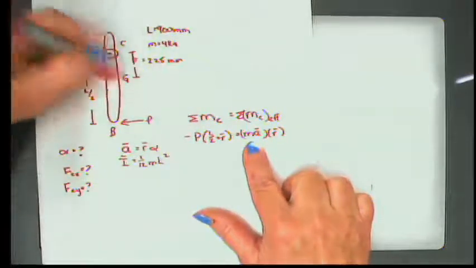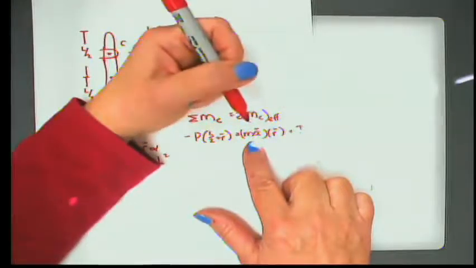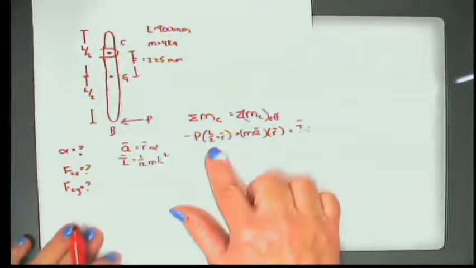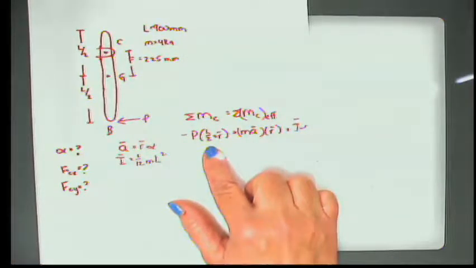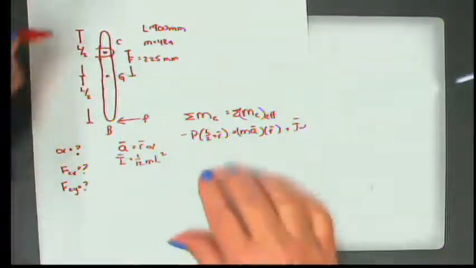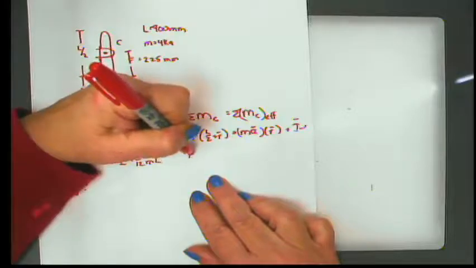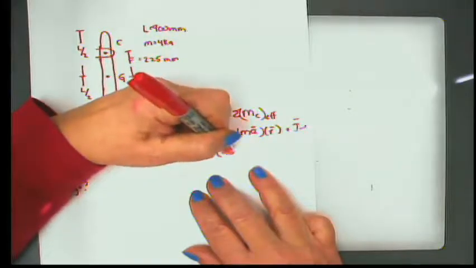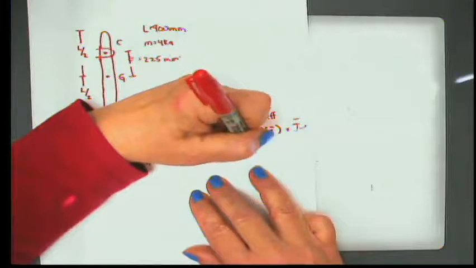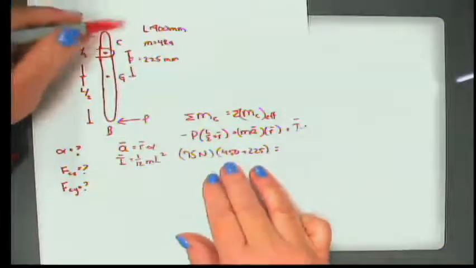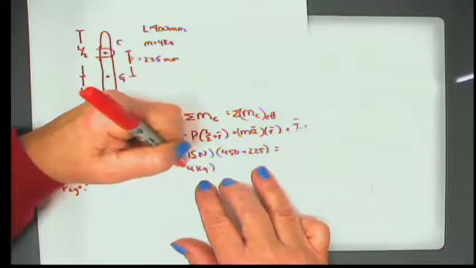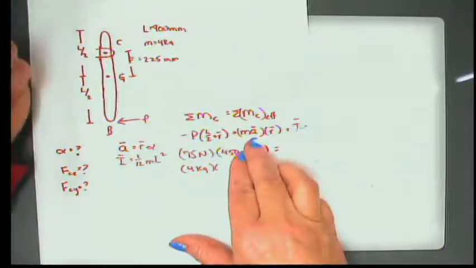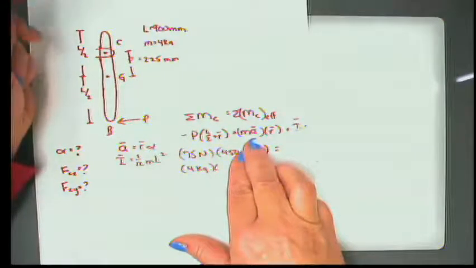And then the only other thing we really have going on is the rotation, which is our I bar alpha. Okay, so let's go. Did they tell me what P was? 75 newtons. All right, so we get 75 newtons times L over 2, which is 450, plus R bar, which is 225, is equal to the mass of the bar, which is 4 kilograms, times the acceleration of the mass center, right, which at this point is unknown.